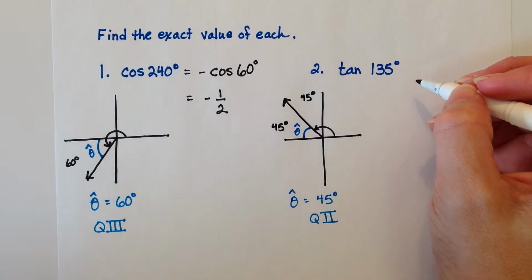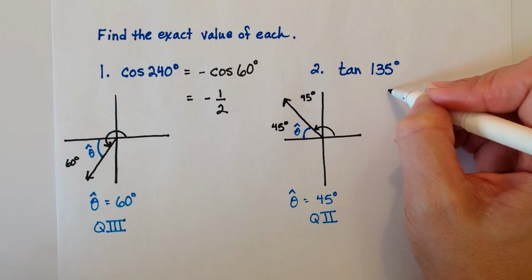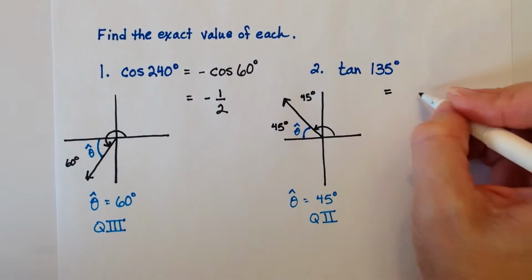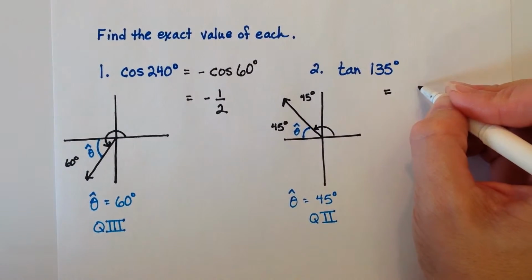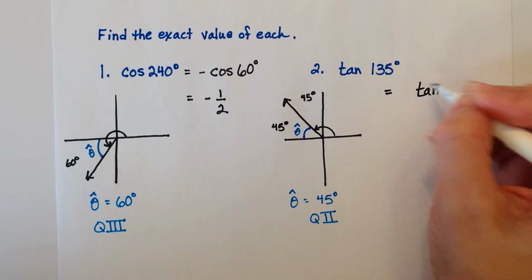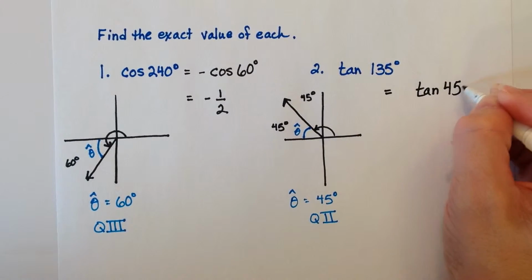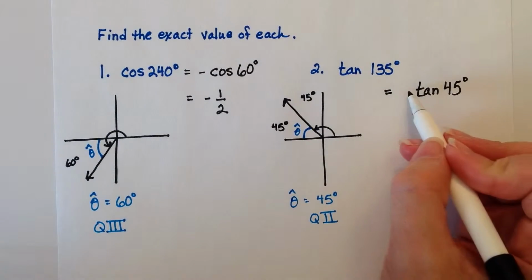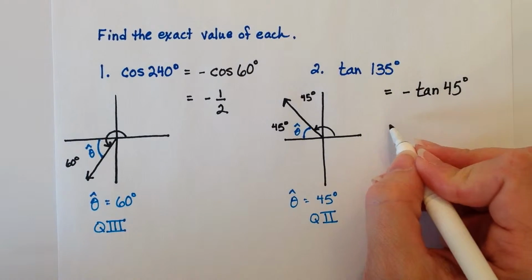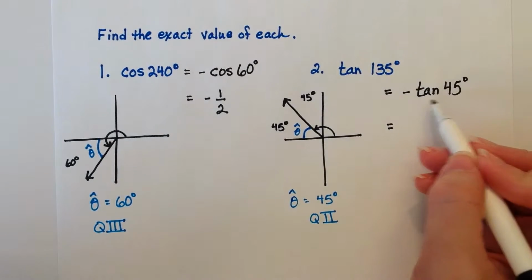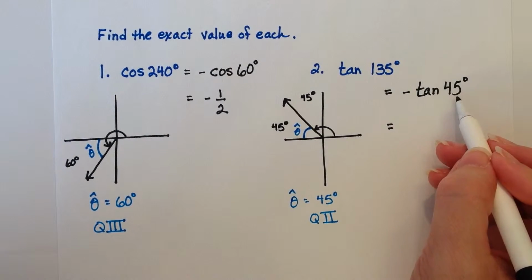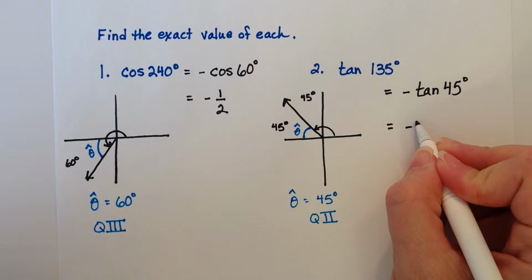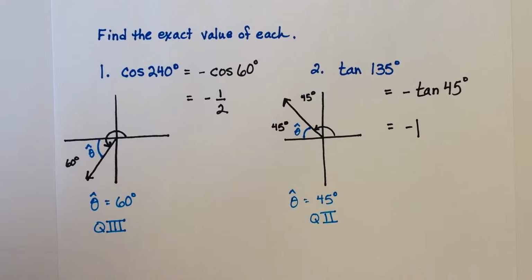Okay, so going back and rewriting our problem, you would replace 135 with 45 degrees. Since we're in the second quadrant, tangent is going to be negative in the second quadrant. And then from your table of values, you know that tangent 45 degrees is 1. So in this case, your exact value, your answer that you're coming up with, is going to be negative 1.